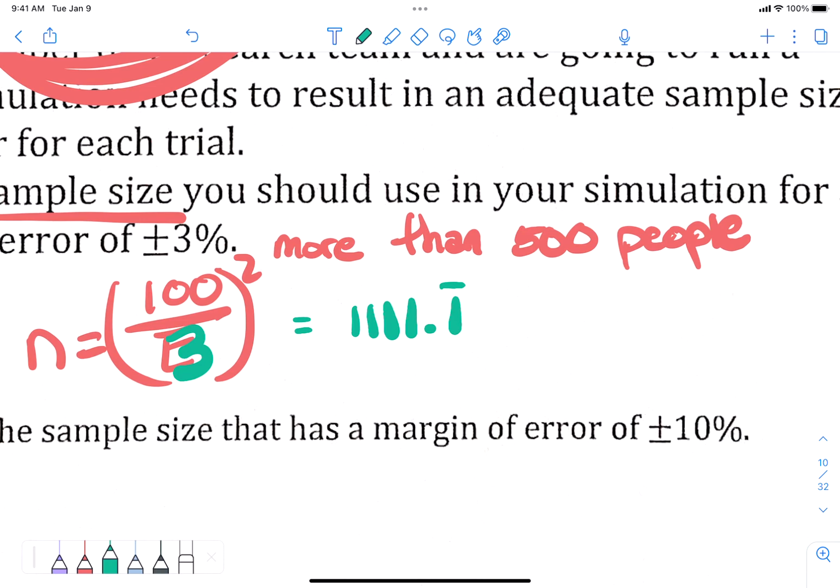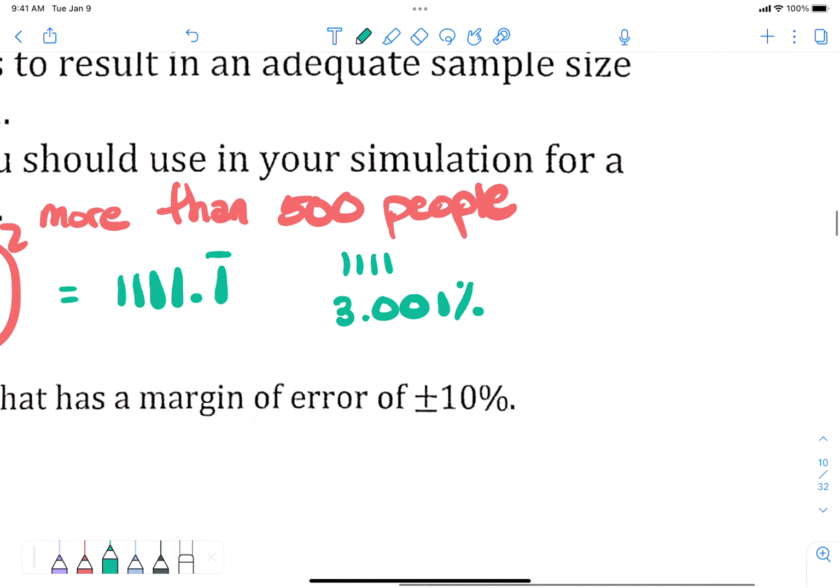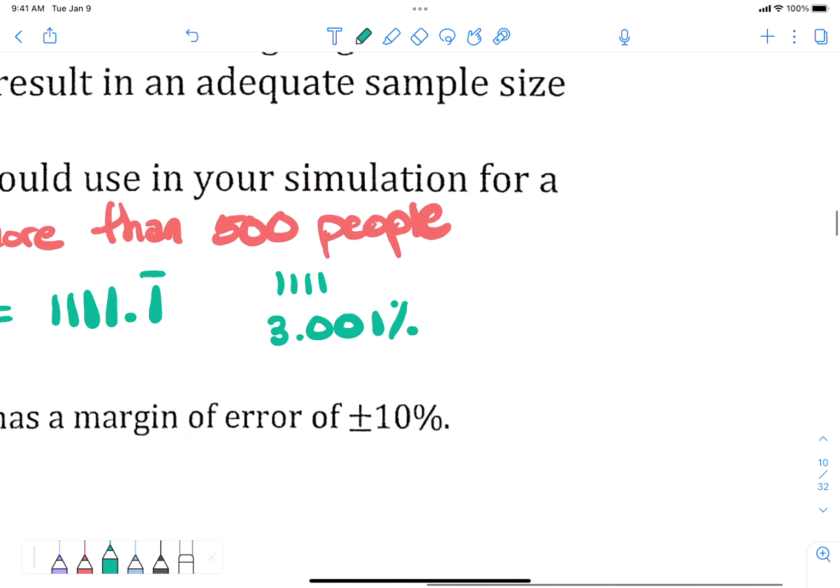Right. Okay. So now we have a debate. Here we go. 1,111 people. We can't have 0.1 of a person, and I don't care if they're missing body parts or whatever. You know, that's still a person, right? If it rounds to the nearest whole person, it would be 1,111, right? But if I surveyed 1,111 people, do you know what my error would be? It'd be over. It would be like 3.001% error, right? But I don't want it to be 3.001. I want less than 3% error, right?